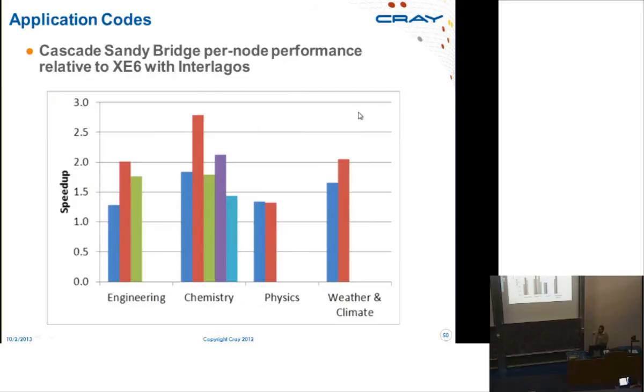Again, this data is from Sandy Bridge, but it probably applies more so to Ivy Bridge. Compared to Interlagos XC6, we're seeing between 1.5 and almost 3 times improvement in per node performance. Depending on the application and its particular needs, these nodes are significantly more powerful than the XC6 nodes, and this will be even more so with Ivy Bridge with more cores and more memory bandwidth.